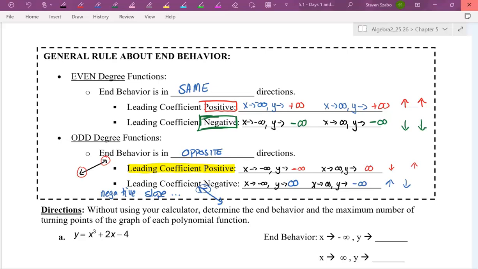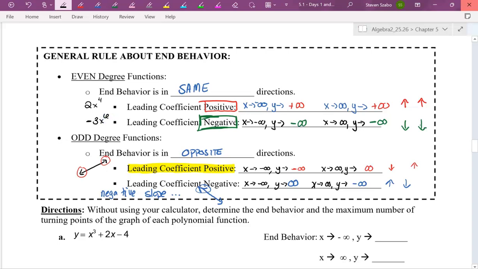If it is an even number but a negative leading coefficient, then we have the end behavior going down on both sides. So this might be an example where I have something like 2x to the fourth power as my leading term. That has a positive leading coefficient of 2 and an even degree of 4, versus something that might be like a negative 3x to the sixth power. That's a negative leading coefficient with an even degree.